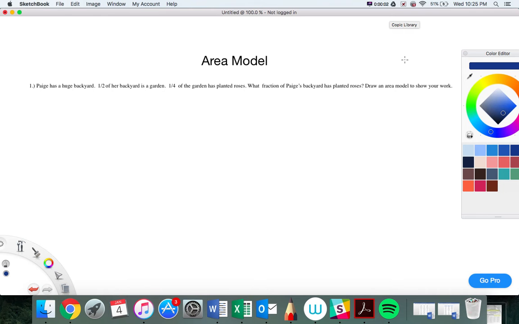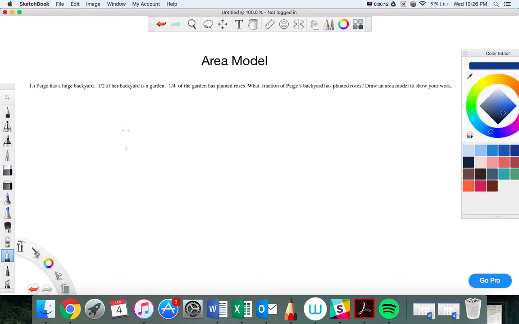Use an area model in order to show multiplying two fractions. So this problem says Paige has a huge backyard. We know that 1/2 of it is a garden. So I'm going to draw her huge backyard and break it into 2 pieces. We know 1/2 of it is her garden over here.